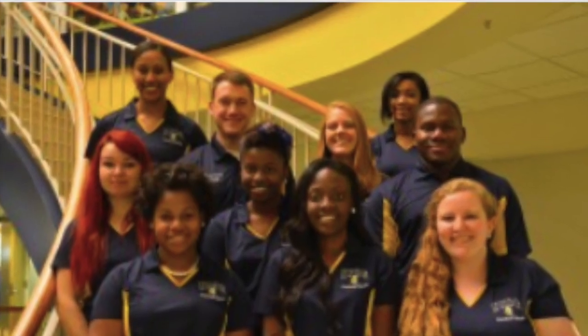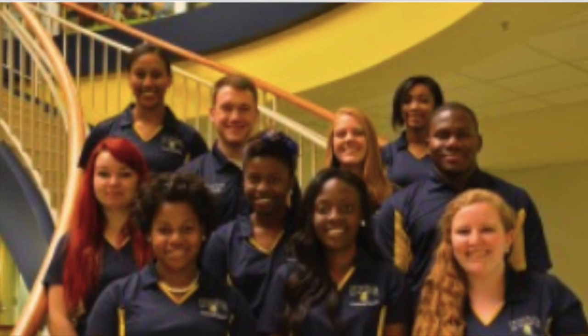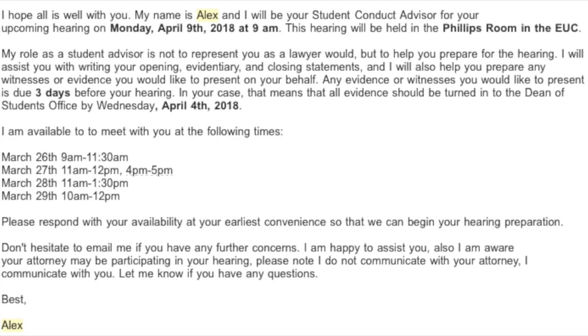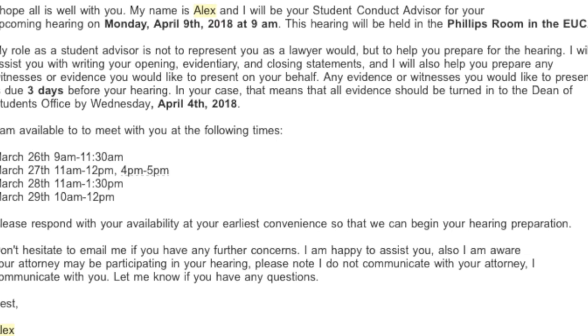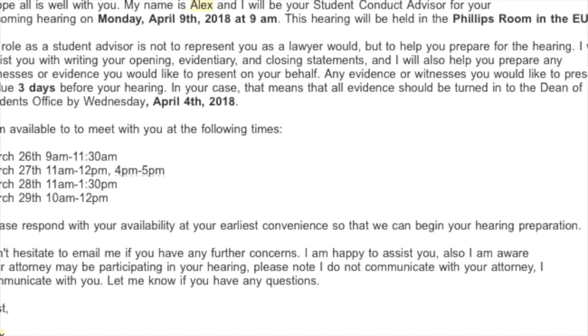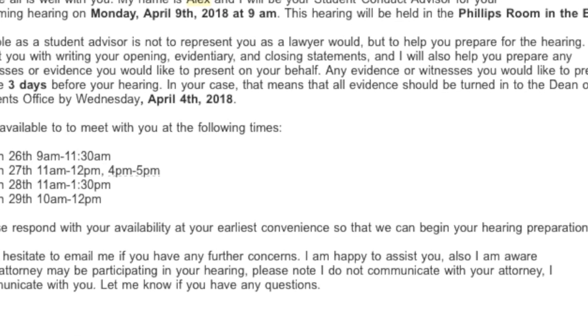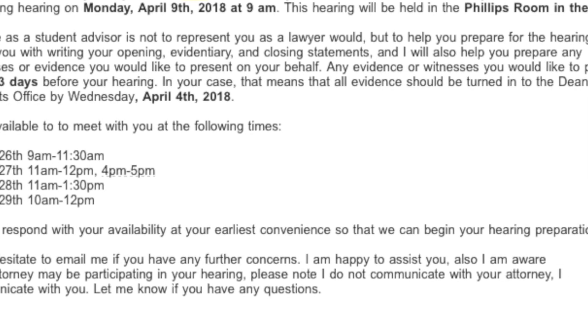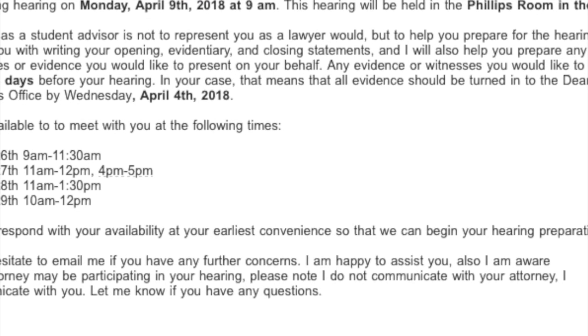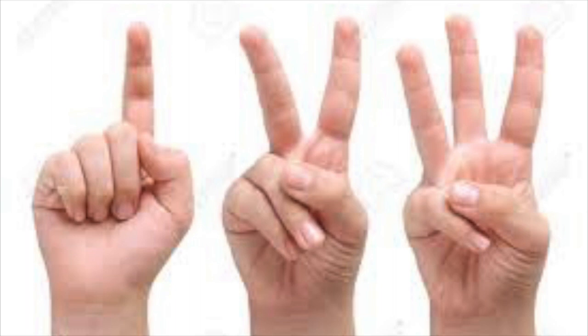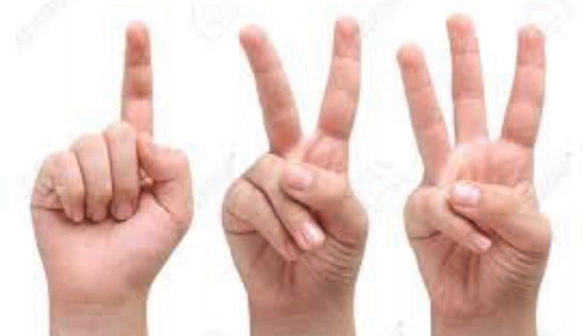Once the advisor has received this second email, the advisor will send another email to the student to introduce who they are and explain their role as an advisor. The advisor and student will communicate mainly through emails to schedule meetings. It is advised, but not limited to, that both parties meet at least 3 times before the student's actual hearing.